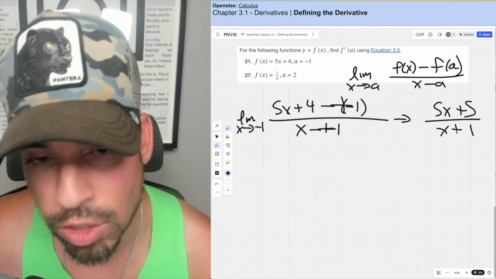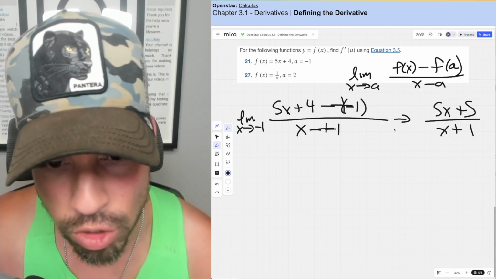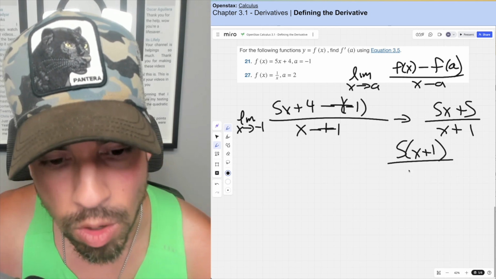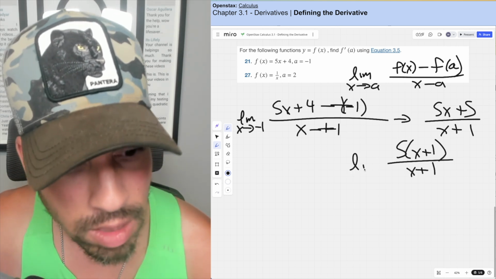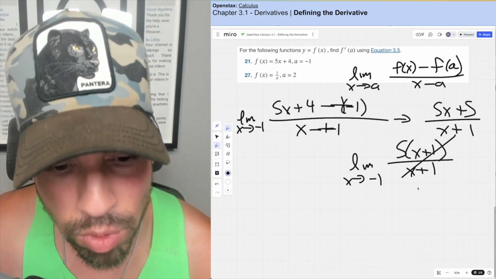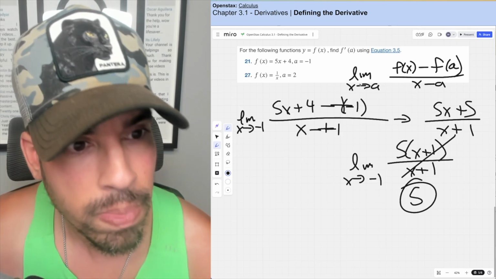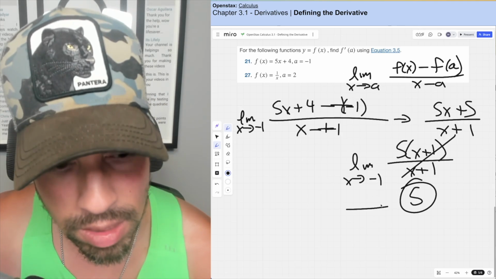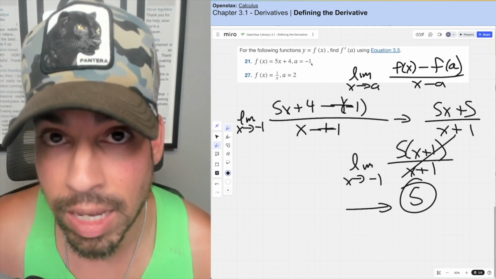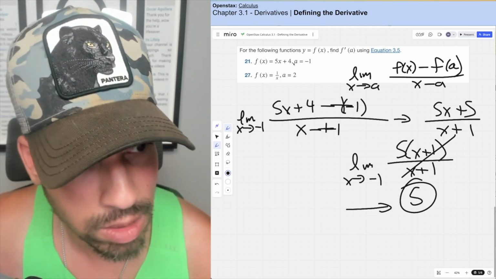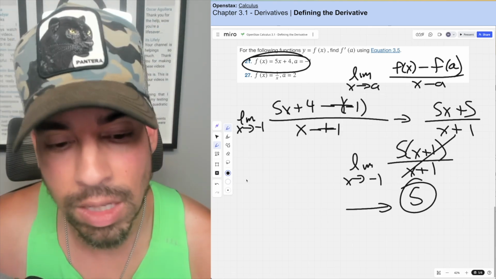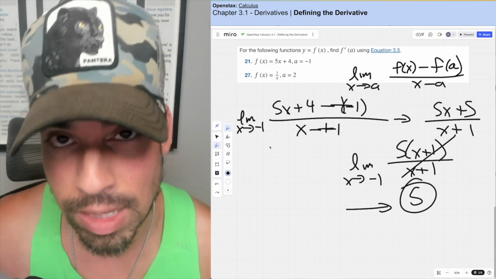Now what you should try to do here is factor the numerator so you can simplify. Well, I can factor out a 5, so I get x plus 1 over x plus 1. Again, the limit as x approaches negative 1. These are going to cancel out, and we're left with a nice answer of 5. And guess what? This is my slope, or f prime of a, at a equals negative 1. And the reason why I know this is correct is because this is a line. The slope is always 5 at any point, at negative 1, at negative 10, at negative 1,000,000. So 5 is the answer. That's how you do it.